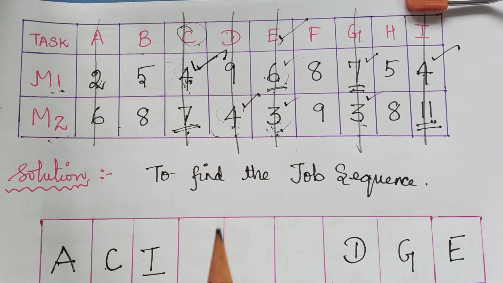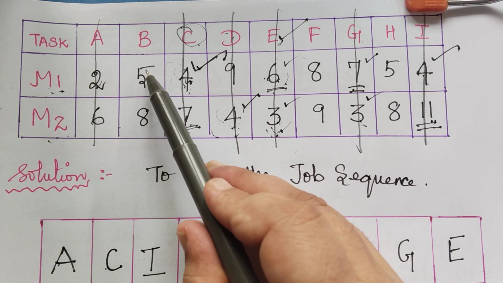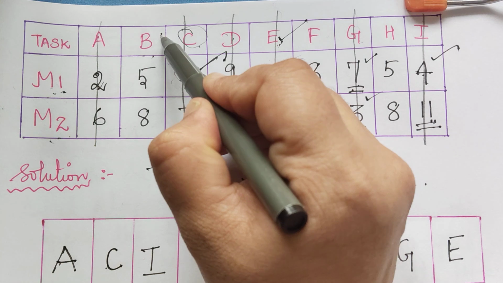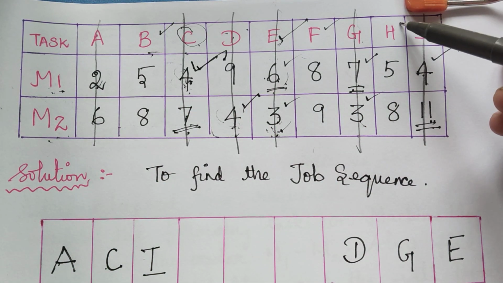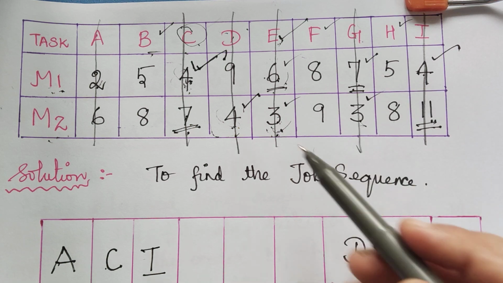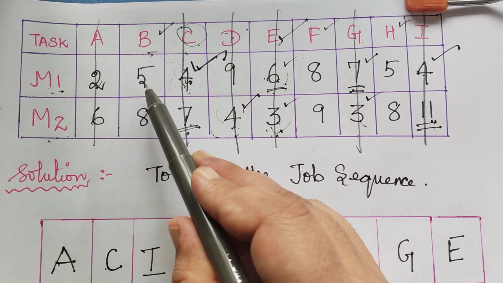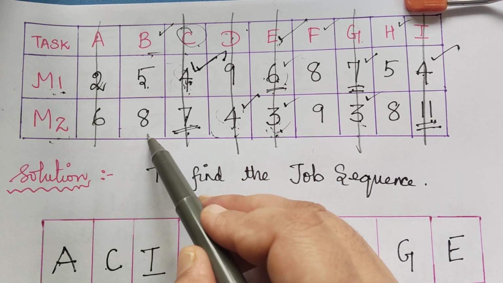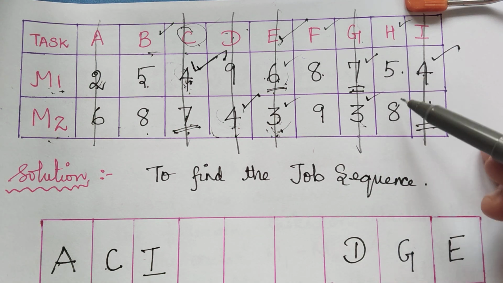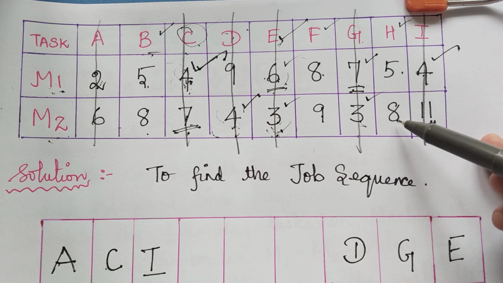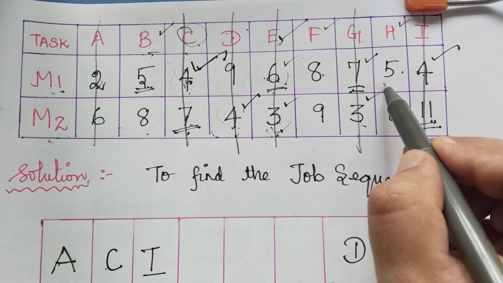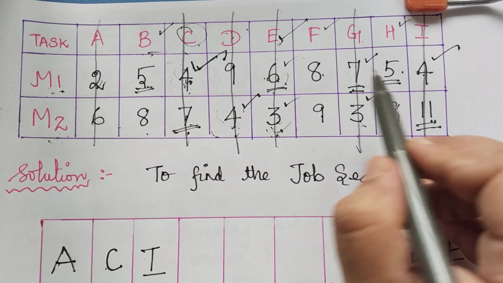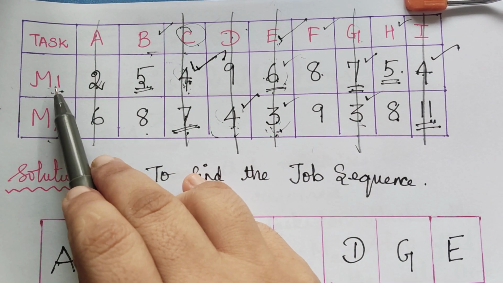Now next, what are the remaining jobs left out? B is left out. D, this all is completed. F is left out. H is left out. So when we see what is the minimum value of the remaining values, here we have 5, 8, 8, 9, 5, 8. So which is the minimum? 5 is the minimum. So this 5 and this 5, we have 2, 5. Again we have a tie because they have appeared in the same mission.